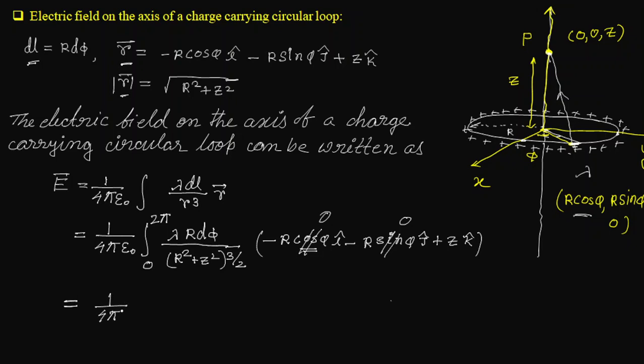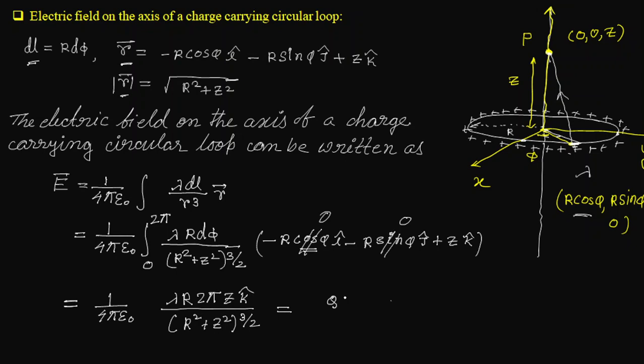So finally, after carrying out this integration, what we'll get here is 1 by 4 pi epsilon naught, lambda, and then r. From the integration we'll get 2 pi, and we already have z k cap, divided by r square plus z square whole to the power 3 by 2. So now this 2 pi r is the total length of the periphery, and per unit length has charge lambda. So lambda into 2 pi r will give us the total charge on the circular loop.